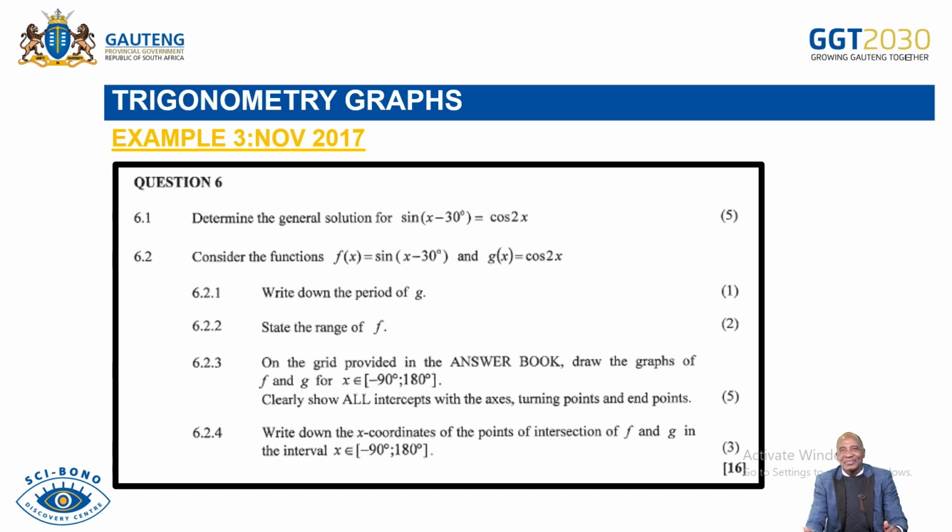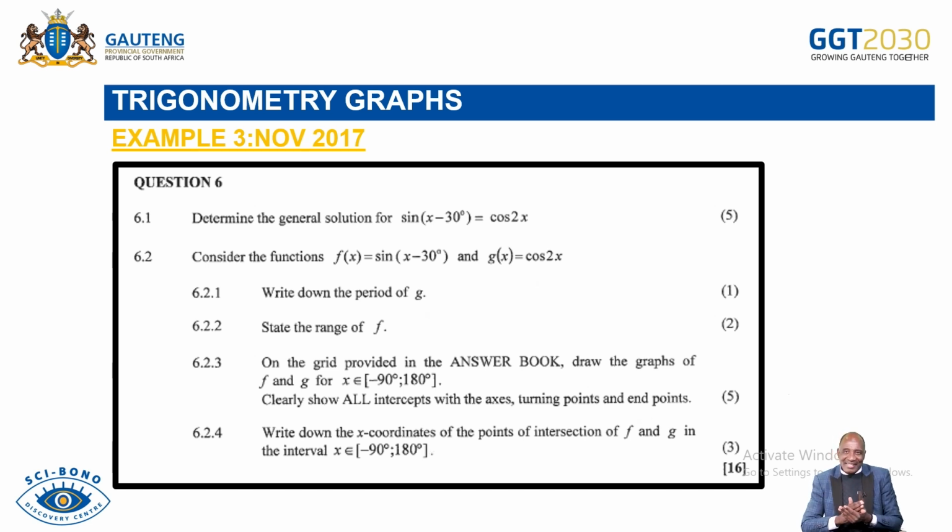This is an equation. This is general solution. I'm going to give you 2 minutes to a maximum of 3 minutes to work out the first part of the question, which says determine the general solution for sine of x minus 30 degrees is equal to cos of 2x. The first 5 marks of the question. Let's start now. I'm going to time you. Usually if a question carries 5 marks, you must not exceed 5 minutes. Always work it out that way.